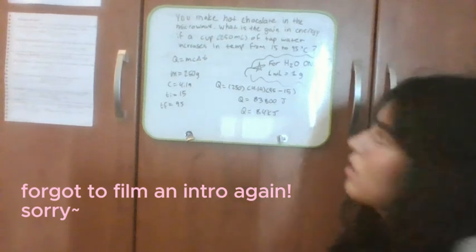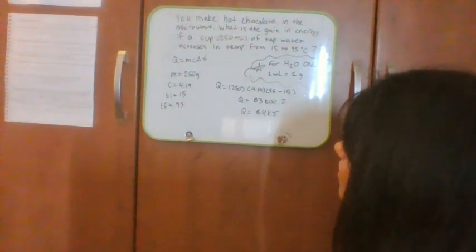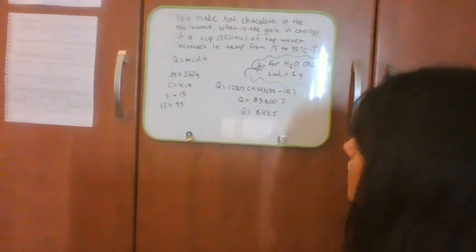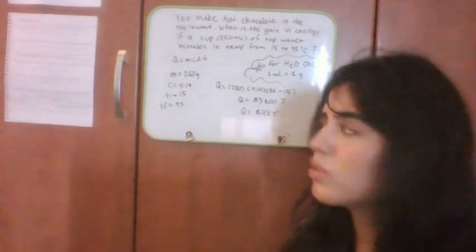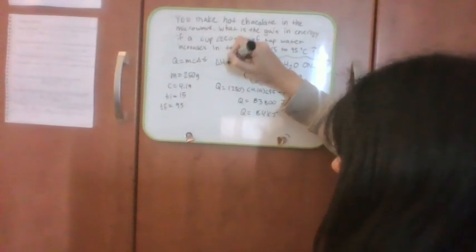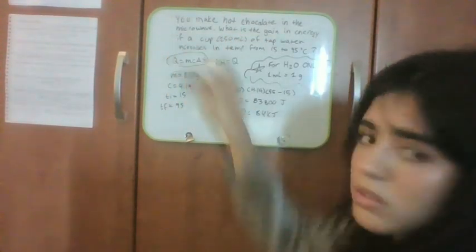And I'll start by reading it. You make hot chocolate in the microwave. What is the gain in energy if a cup, 250 milliliters, of tap water increases in temperature from 15 to 95 degrees Celsius? You want to know that for questions like these, you'll just assume that delta H is equal to Q. And for this, you'll be using this equation.